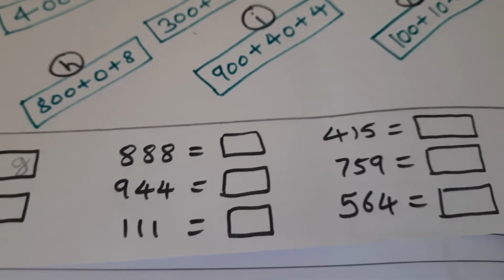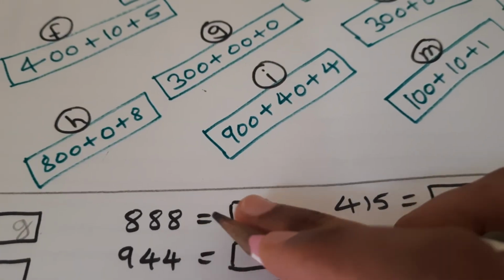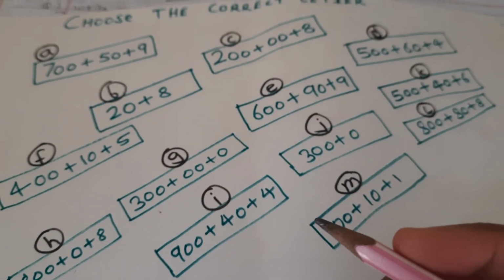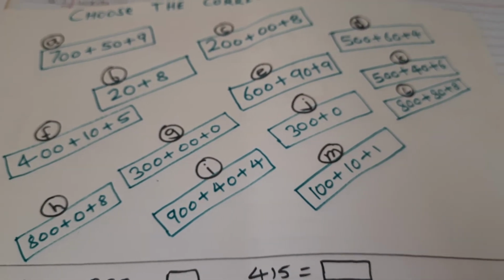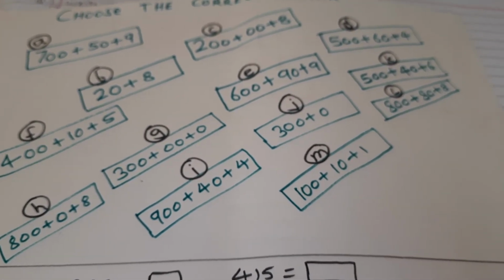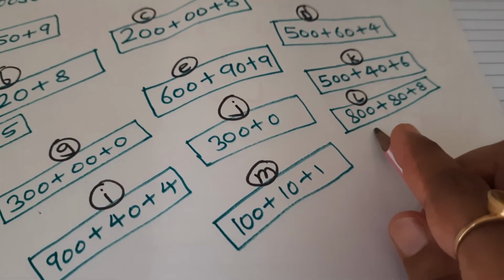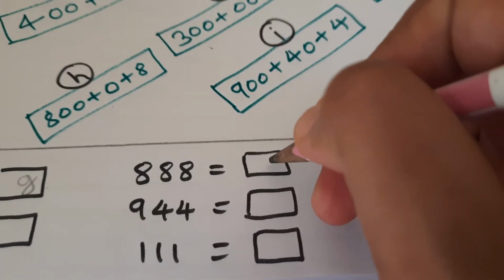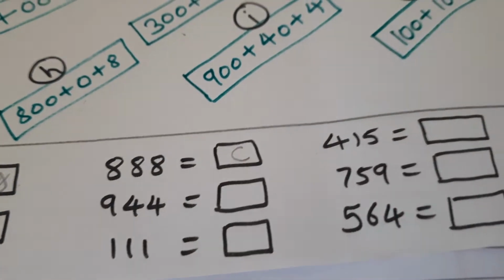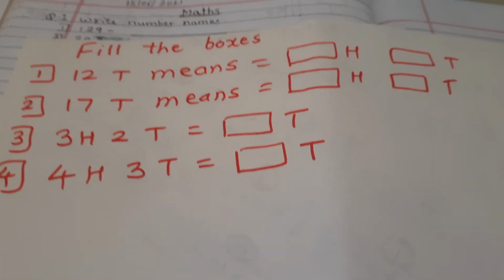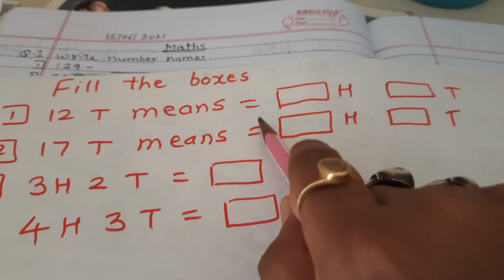Okay, now the next, 888. Here you can see the strips. Yes, it's a C. Which one? It's a C. Very good. Next is fill the boxes.